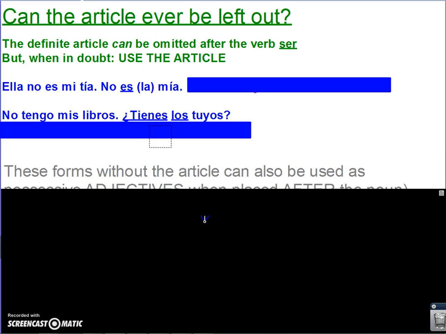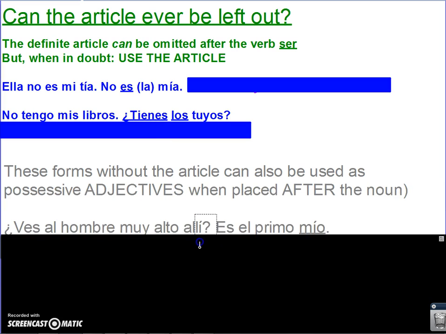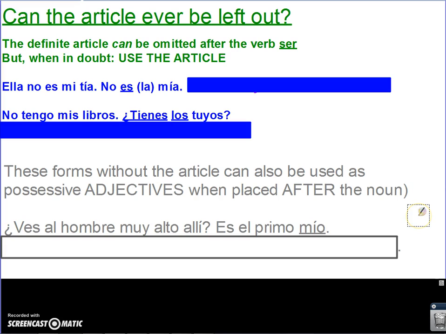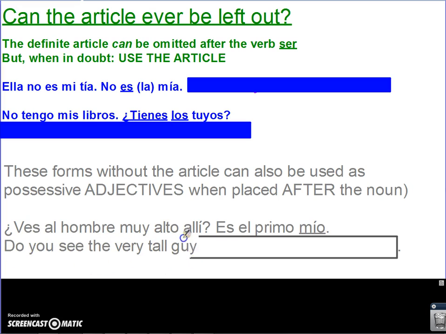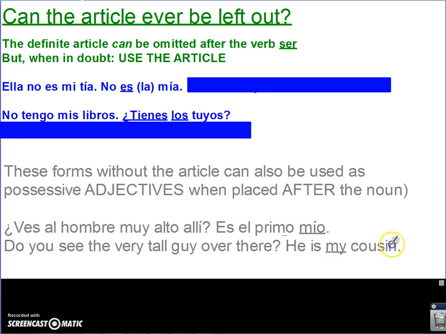Because I like you guys to always be fully informed as possible, I would like you to include this gray information in your notes, but I do have it in gray because it's not as important as the rest. We won't see this being used too much this trimester or this unit. So just something you should know about possessive pronouns. They can also be used without the article after the noun as an adjective. For example, ¿ves al hombre muy alto allí? Es el primo mío. In this instance, I'm asking, do you see the very tall guy over there? Es el primo mío, instead of saying es mi primo, I'm saying es el primo mío, but it means the same thing. He is my cousin.